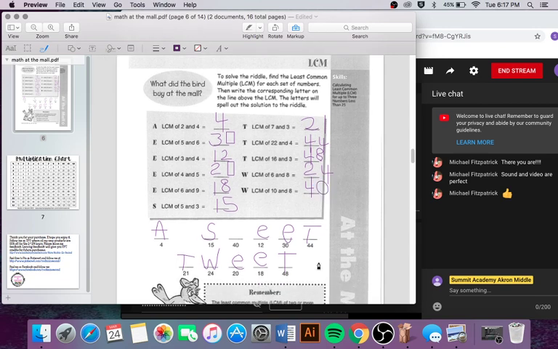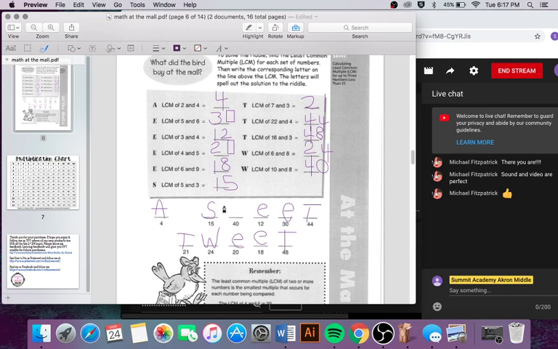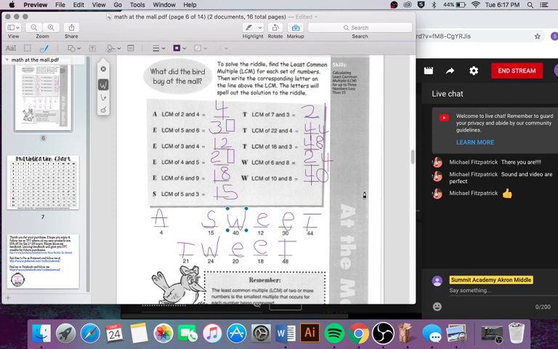Hey, look at that. I finally made a circle. So the answer to the riddle of what did the bird buy at the mall is a sweet tweet.